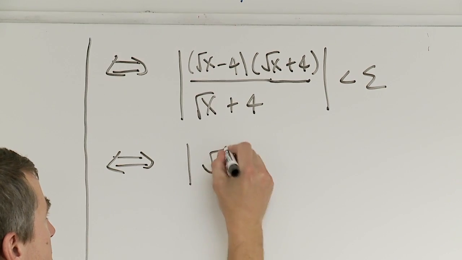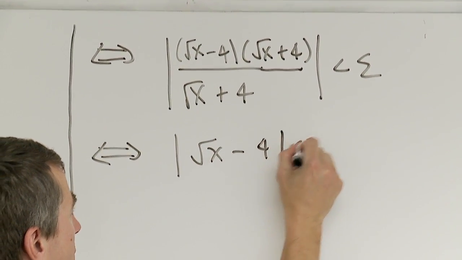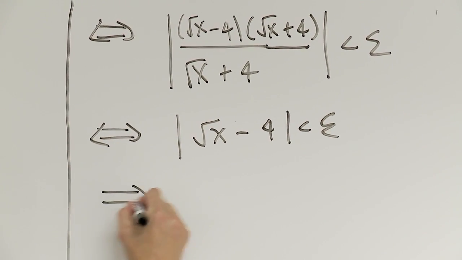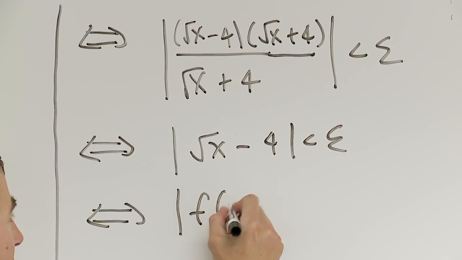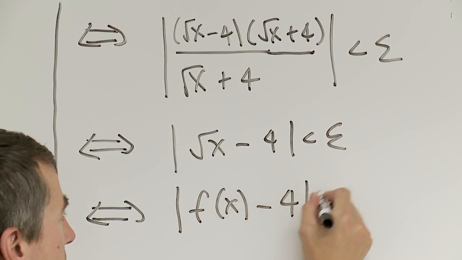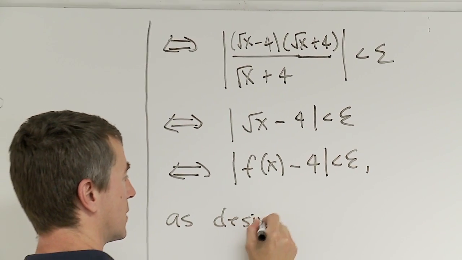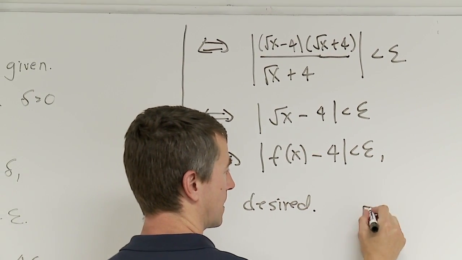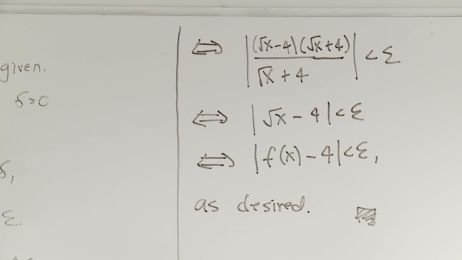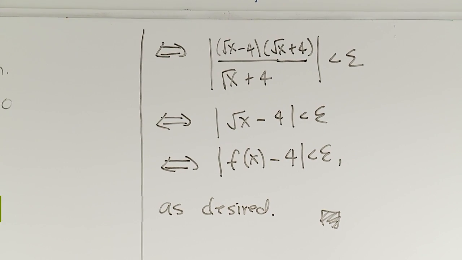So we get square root of x minus 4 less than epsilon. And we're just following our scratch work backwards. Square root of x, which is f of x, minus 4 is less than epsilon, as desired. And so that proves that limit.